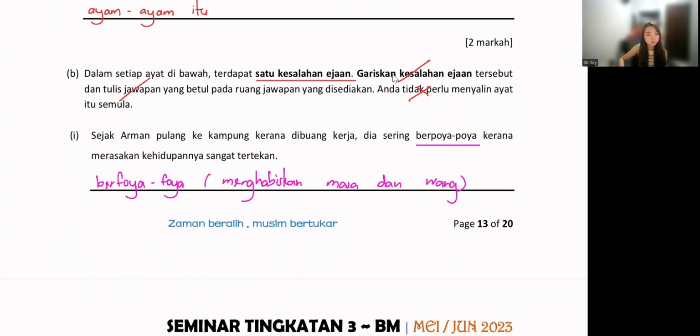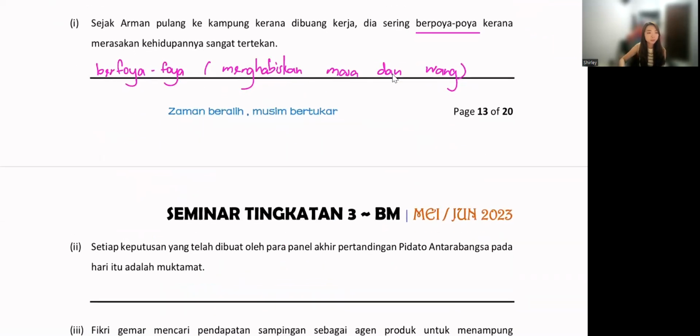Alright, next one. Setiap keputusan yang telah dibuat oleh para panel, which is the judges, akhir pertandingan pidato antarabangsa pada hari ini adalah muktamad. Kesalahan ejaan. It should be muktamad, M-U-K-T-A-M-A-D. For this one, muktamad, it means that it's final. It's a finalized decision. It cannot be changed, cannot be amended anymore. So this is a final decision. Cannot be changed, cannot be amended anymore. It means muktamad. Okay, this term.